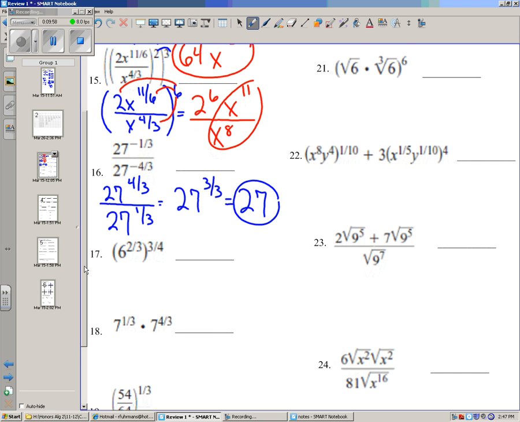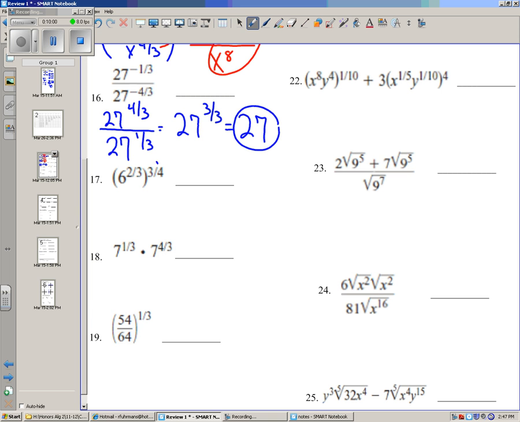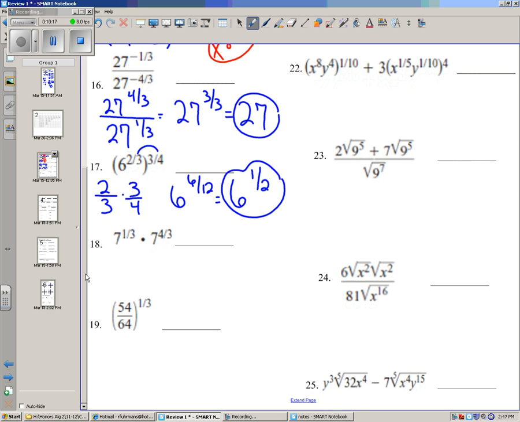All right, let's move to 17. So on 17, I'm going to distribute the exponents. So just focusing on the exponents here, 2/3 times 3/4 is 6/12. So I'm going to get 6 to the 6/12 power, which is 6 to the 1/2 power. And 1/2 is a square root, but 6 does not have a perfect square root, nor does it have a perfect square factor. So I'll just leave it like that.